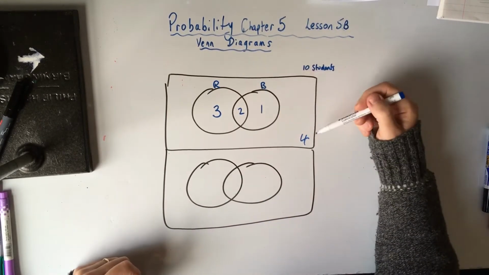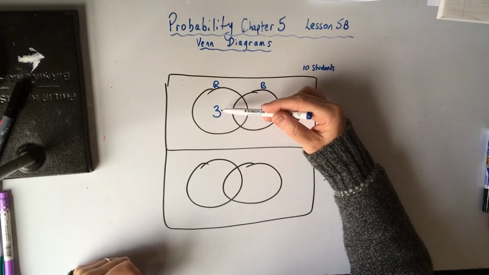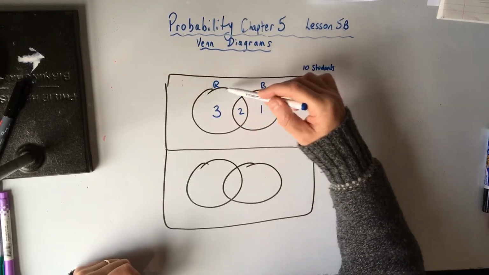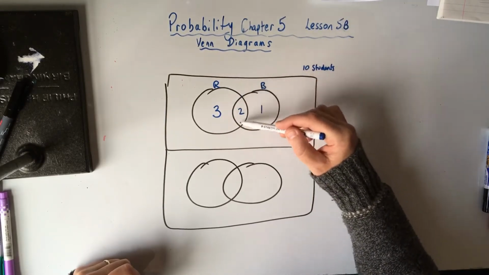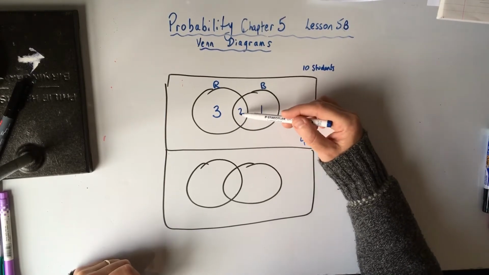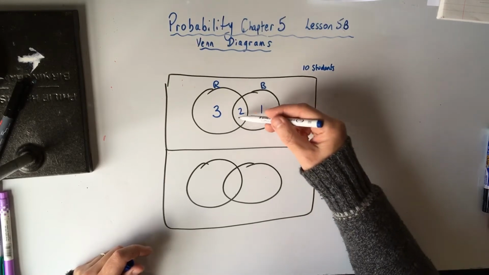Okay, so there are 10 students, 4 that didn't like red or blue, 2 that liked both, and 3 that just like red. There are 5 that said they like red altogether, because you've got to take the whole circle. There are 3 that said they like blue altogether, 2 there and 1 there. 2 said they like both, and 4, and all those numbers add up to 10 students: 4, 5, 6, 7, 8, 9, 10.